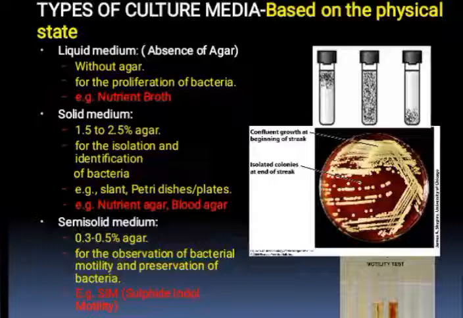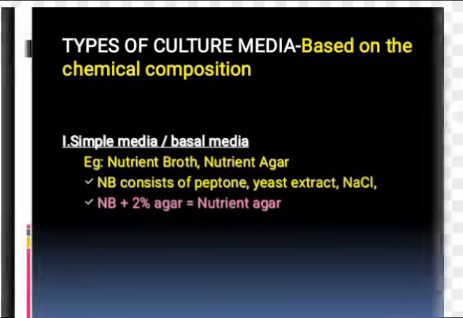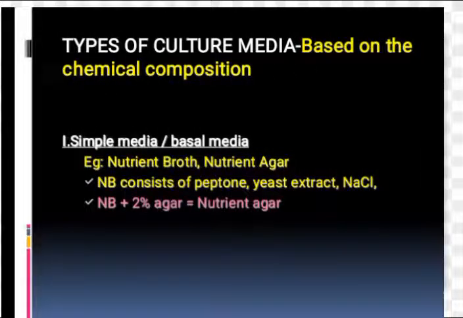Number 3 is semisolid medium. Semi-solid medium contains 0.3 to 0.5% agar. It is used for the observation of bacterial motility and preservation of bacteria. An example of semi-solid medium is SIM, or sulfide indole motility. We have learned culture media types on the basis of physical state. Now we are going to learn types of culture media on the basis of chemical composition.